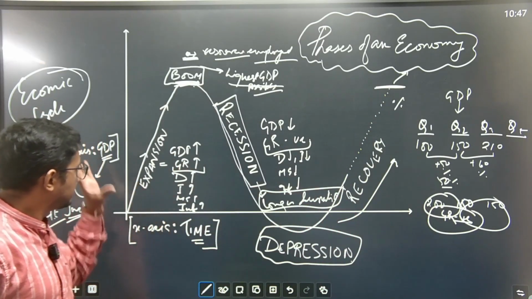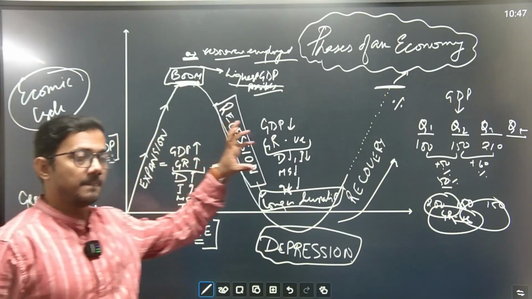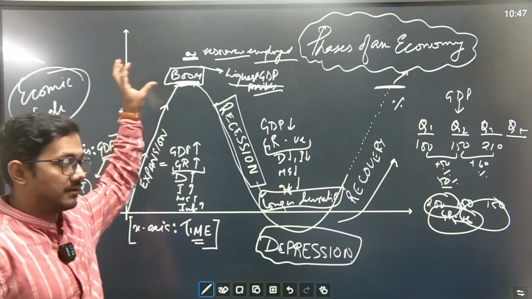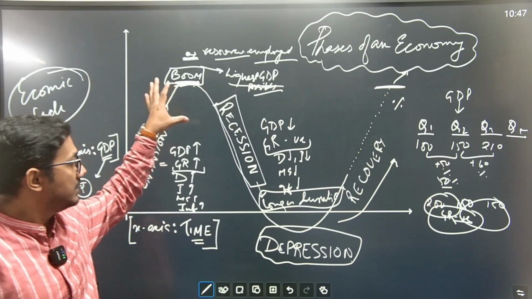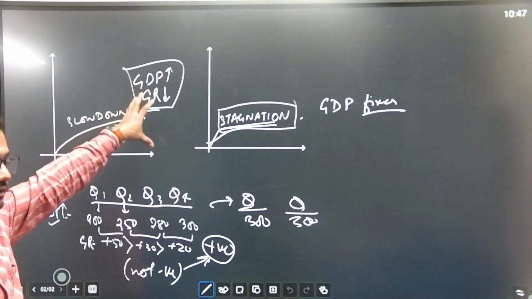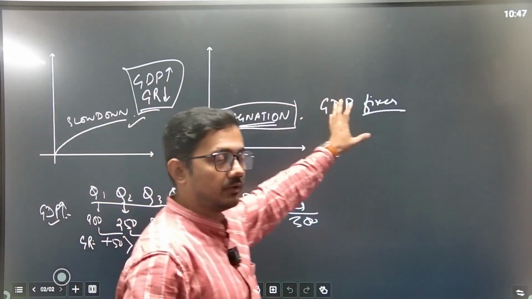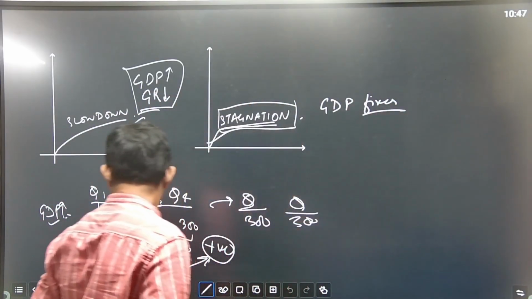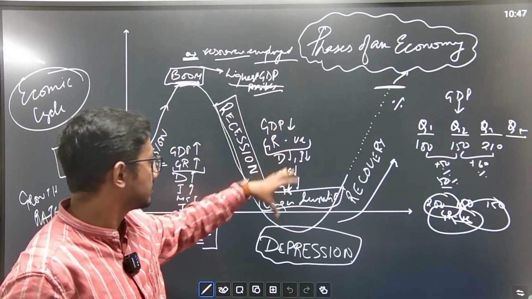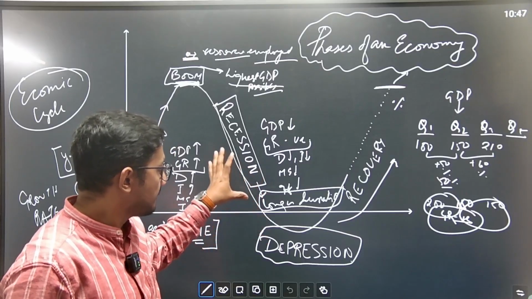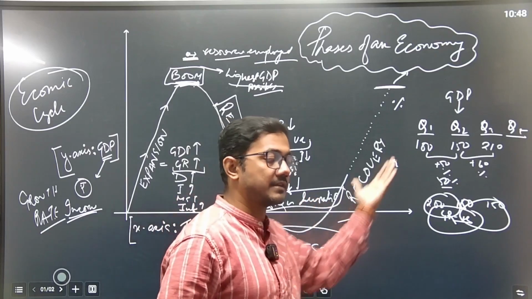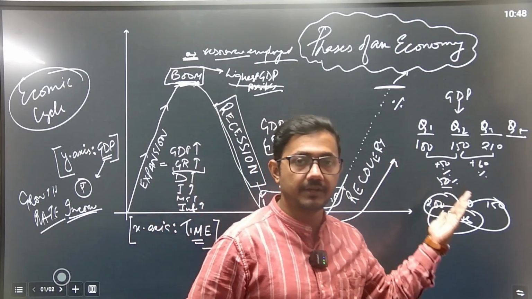Let me just conclude it. In expansion, GDP and growth rate both increase at an increasing rate. In the boom period, it is the highest possible GDP of a period. Then we have seen slowdown. In slowdown, GDP increases but the growth rate decreases. In stagnation, GDP and growth rate are both fixed. Next comes the recession, where GDP declines because of negative growth. And when the recession takes its severe form, it is known as depression. And when the economy again starts moving upward, it is known as recovery.